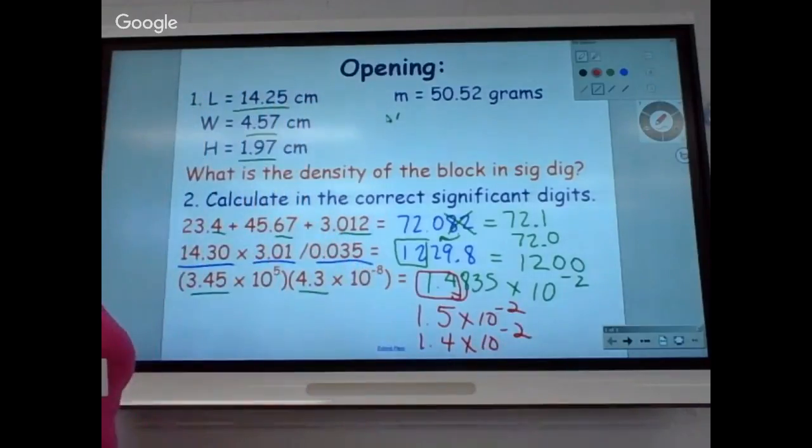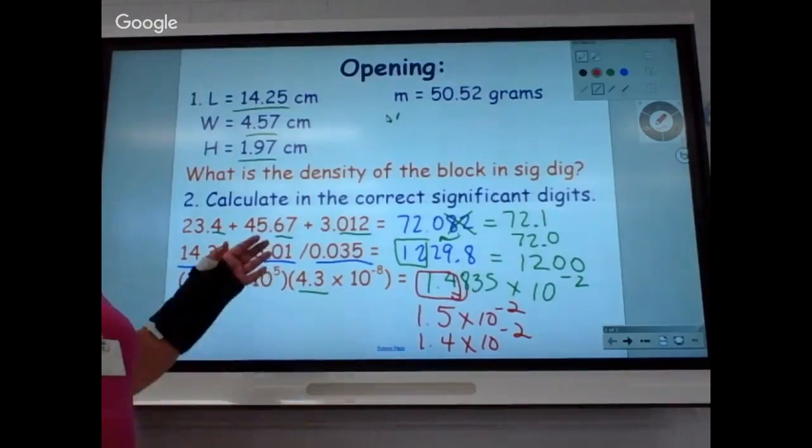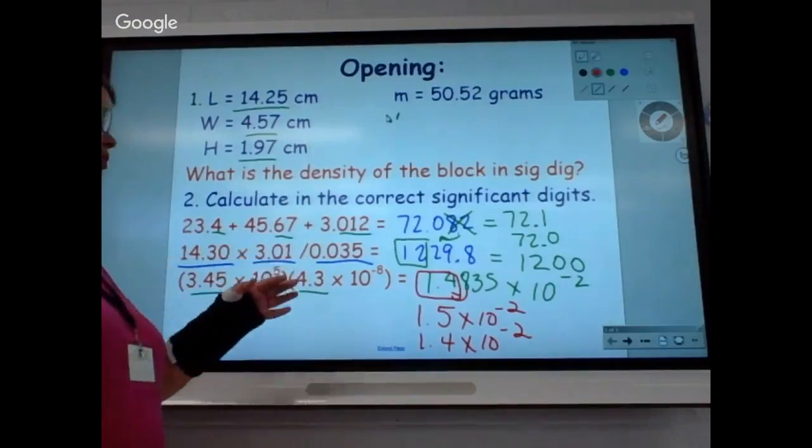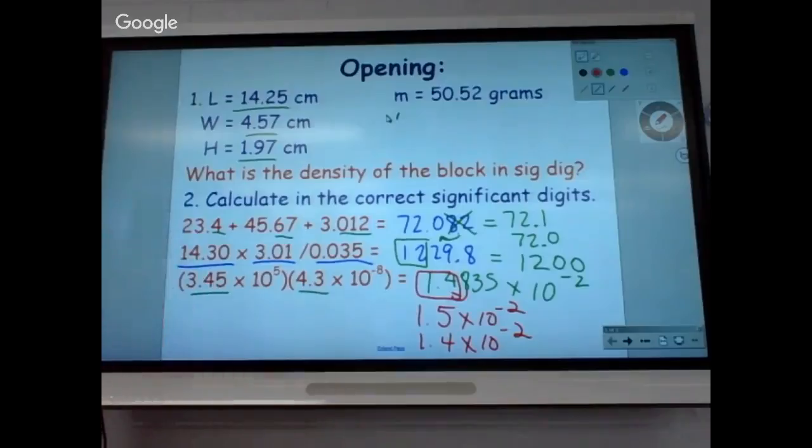I would take either. Okay? If you were adding, you do the same thing. And you just look at your decimal places and then drop off based on the decimal places. But you only use the numbers. You don't use that times 10 stuff.